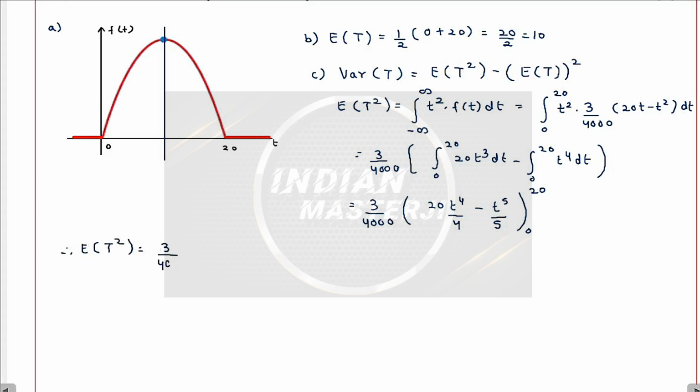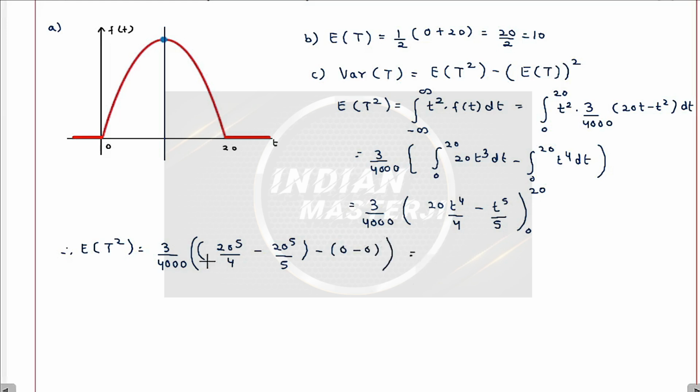3 by 4000. If I substitute the limits, what do I get? I get this as 20 raised to 5 divided by 4 minus here 20 raised to 5 divided by 5. And if I substitute 0, what I'll get here, this will be 0 and this will be 0. So that means the subtraction part will be 0 minus 0. Correct?